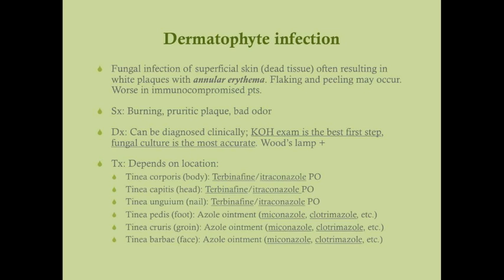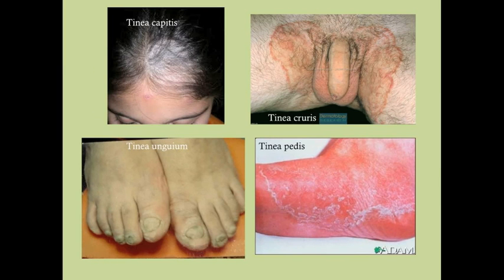With Tinea pedis, which is athlete's foot, Tinea cruris, or Tinea barbae, which is where it occurs on the face, you can use a simple azole ointment, and those ointments include miconazole and clotrimazole and so forth. So body, head, and nail, you're getting terb and itra. Foot, groin, and face, you can use ointment. So here's some more examples.